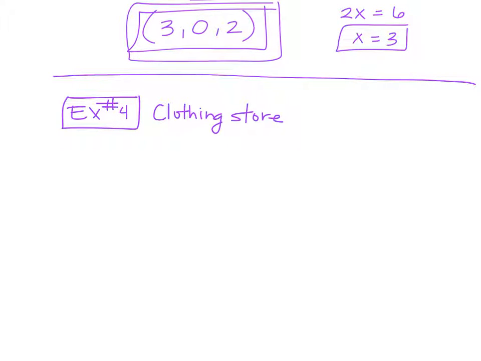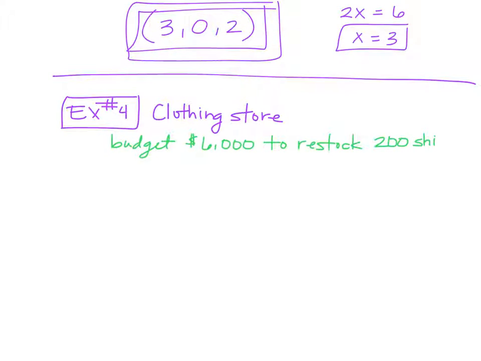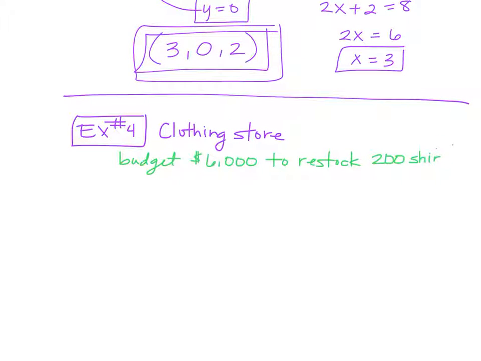Okay, here it is. You are running a clothing store, okay? You have a budget. We have a budget of $6,000 to restock 200 shirts.